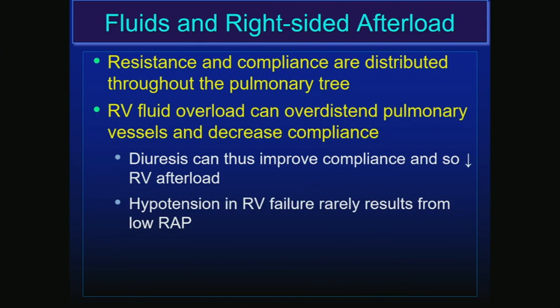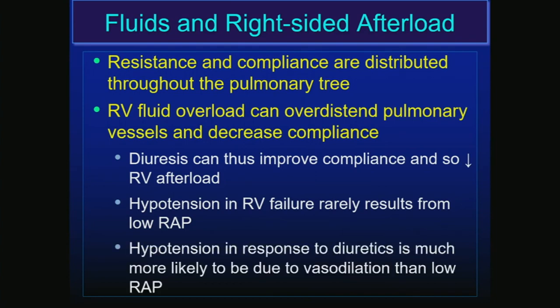And I have to tell you, hypotension and right ventricular failure rarely results from low right atrial pressure. Hypotension in traumatic shock results from low right atrial pressure, and you need to fill these people up in hemorrhagic shock. But in right-sided failure, that's not true. And the corollary is hypotension in response to diuretics doesn't happen because the right atrial pressure is low. It happens because furosemide is a vasodilator, and it lowers the blood pressure a little bit.